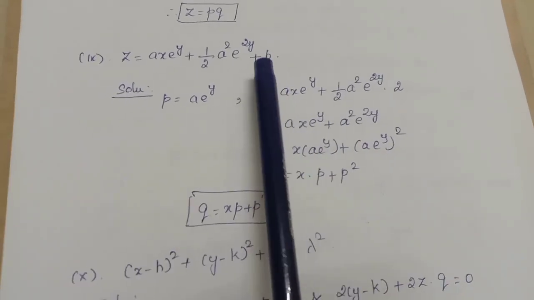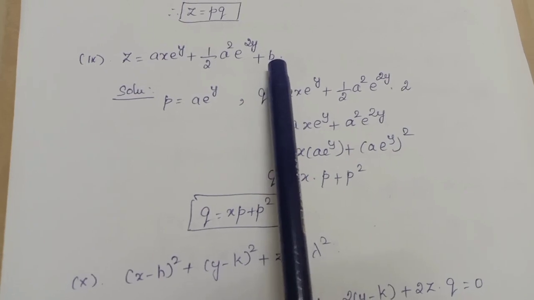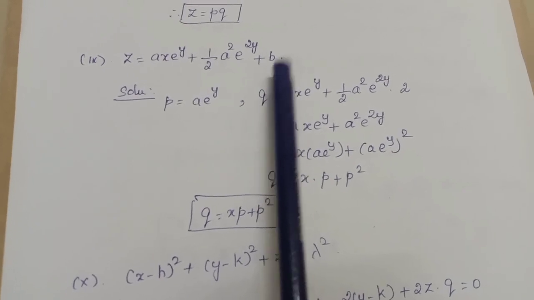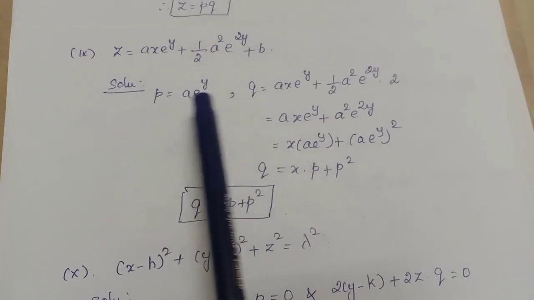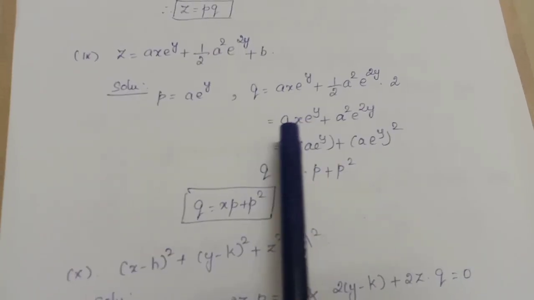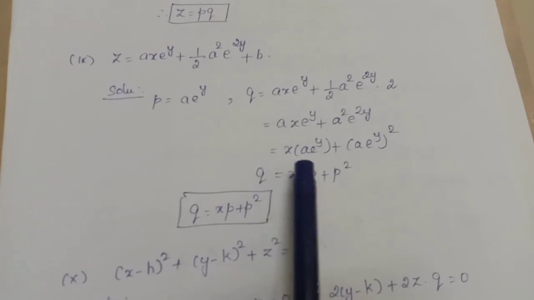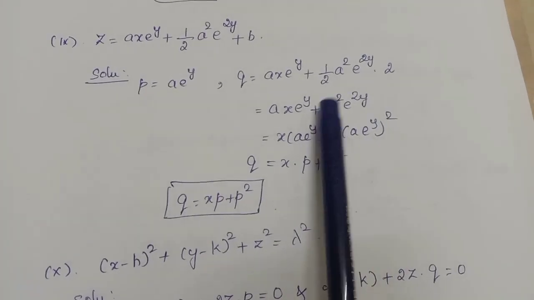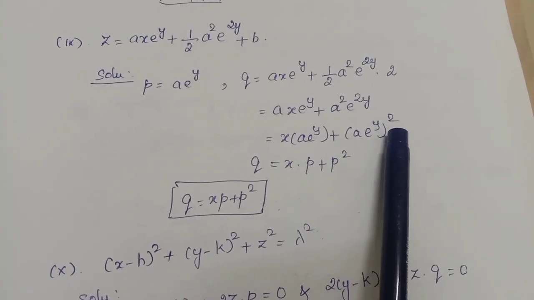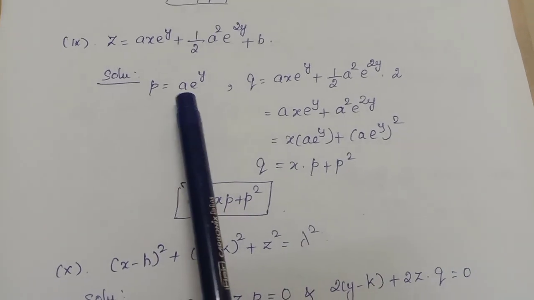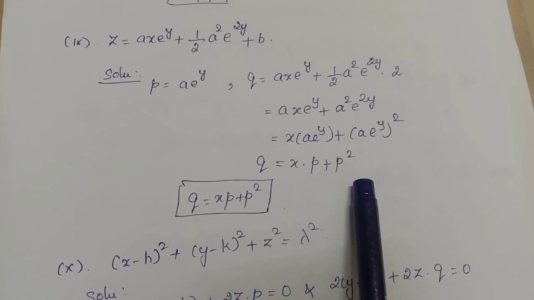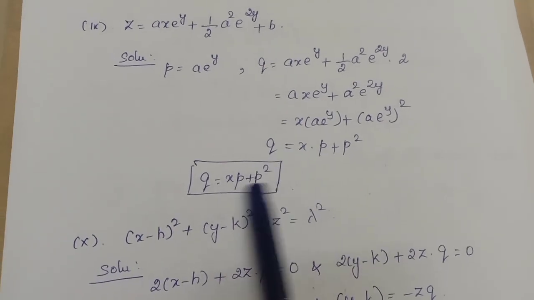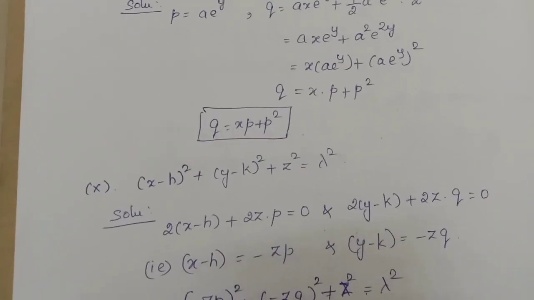Now for this problem also, b is occurring here without any of the variables. So I have to eliminate the constant from these two derivatives. So let me rewrite this expression. See, this is x into a e power y plus this I can write as a e power y the whole square. Okay. But what is a e power y? p. So q equal to x into p plus p square. Right. So this is the differential equation required.